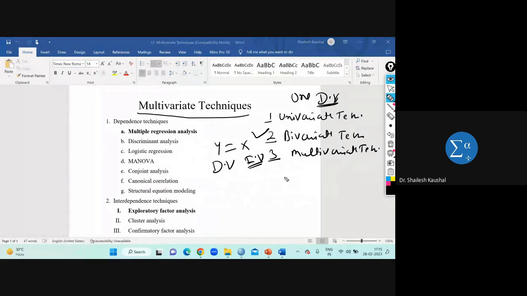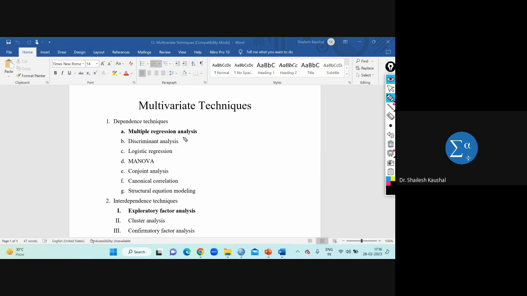But in multivariate technique, we analyze more than two variables at a time. There may be one dependent variable and several independent variables, or one independent variable and several dependent variables, or several dependent variables and several independent variables. So there are many permutations and combinations in multivariate technique. Multivariate technique can be divided into two parts: the first is dependence technique and the second is interdependence technique.